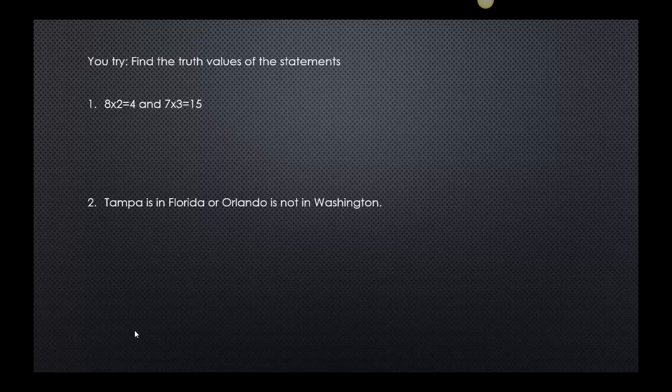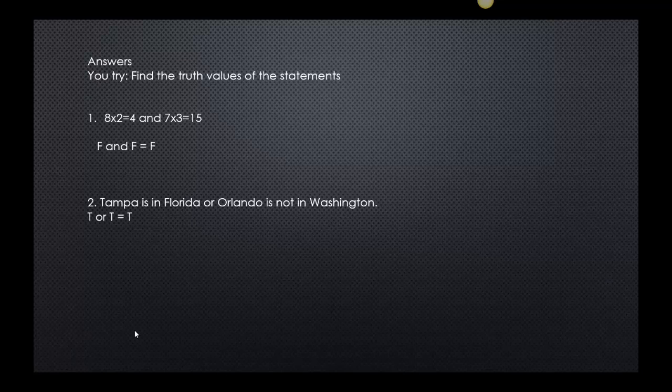All right, so here's what I get. 8 times 2 is 4, false. 7 times 3 is 15, false. False and false equals false. Tampa is in Florida, true. Orlando is not in Washington, also true. I put that together with or, and once again, I have a true statement. That's the end of our short video.